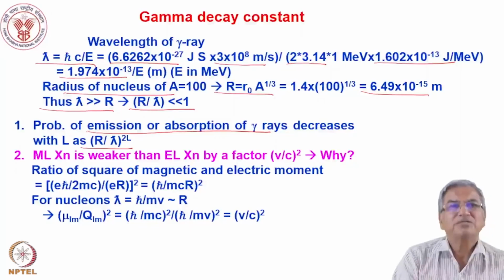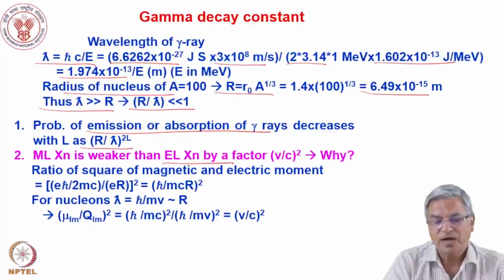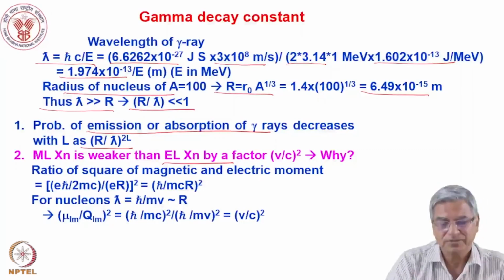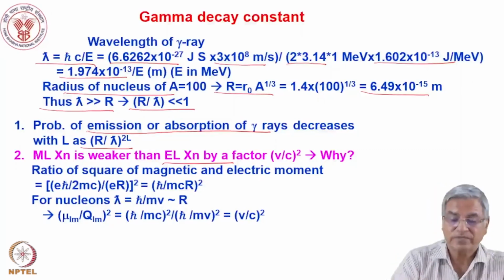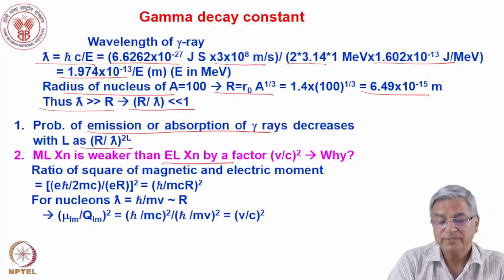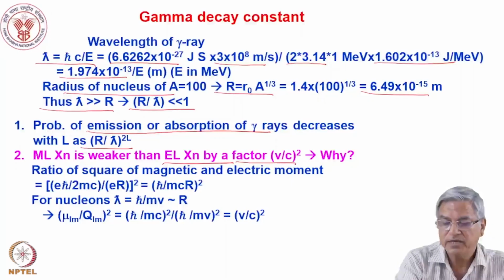Secondly, the ML transitions are much weaker than EL transitions because the ML transitions are essentially associated with the velocity of the nucleon, whereas the EL transitions are associated with the velocity of light. So this is another factor. We can discuss this in terms of the moments, the magnetic moment and the electric moment. We can derive why the ML to EL transition depends upon (v/c)².